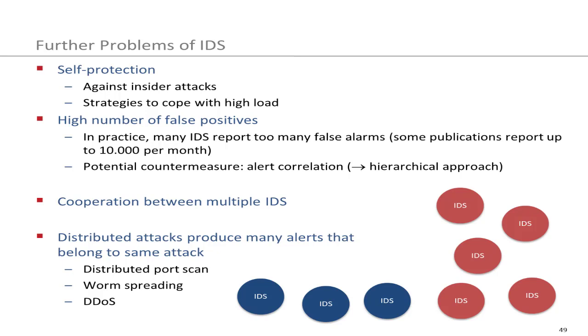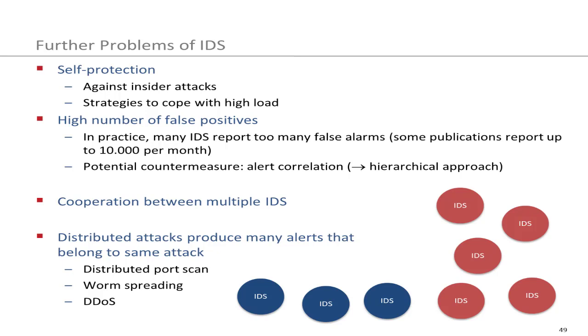And also cooperation between multiple IDSs. So this distributed part is not really solved right now. And of course, distributed attacks that produce many alerts that belong to the same attack have to be detected together. So if you have a distributed port scan, so you have multiple machines that are controlled by the same attacker, that each, for example, scan a single port, then maybe each single scan does not look suspicious, but all scans together are actually dangerous. And to detect this, you really need to have multiple IDSs that work together and detect this.